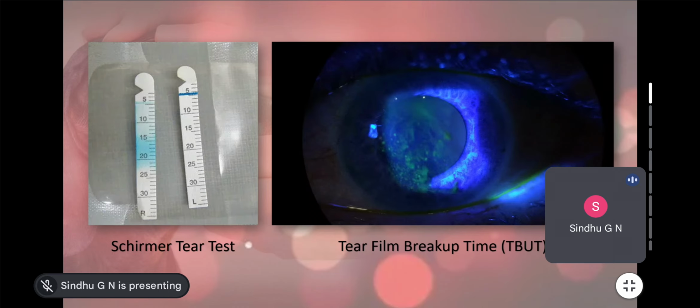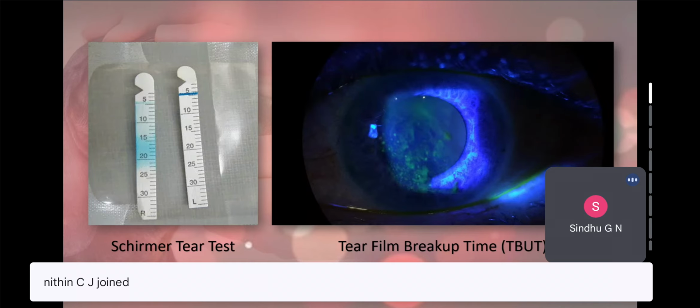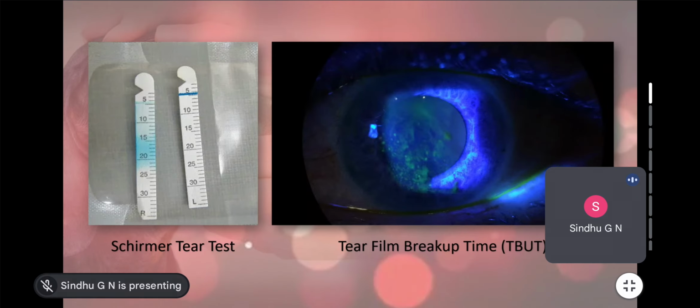So ideally, it takes 20 seconds. When we blink, the tear film is uniformly distributed all over the cornea, and that uniform film breaks in 20 seconds. And by that time, we blink again so that again it will be evenly distributed. So if it is less than 20 seconds, before the next blink time it starts breaking, it means quality of the tear film is affected. So that is the basic principle of tear film breakup time test.